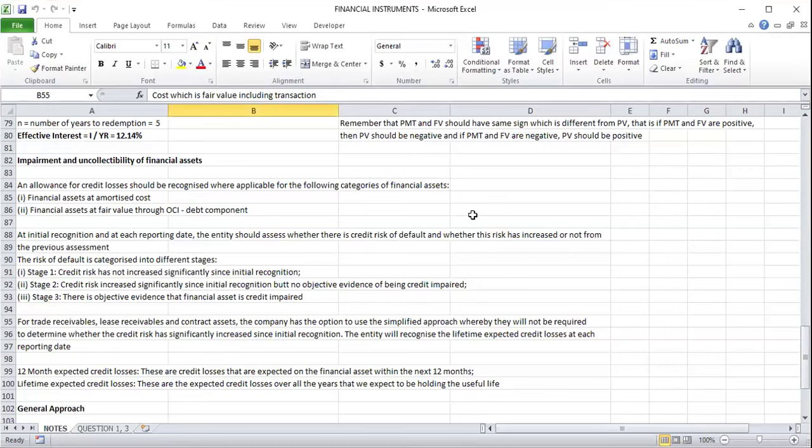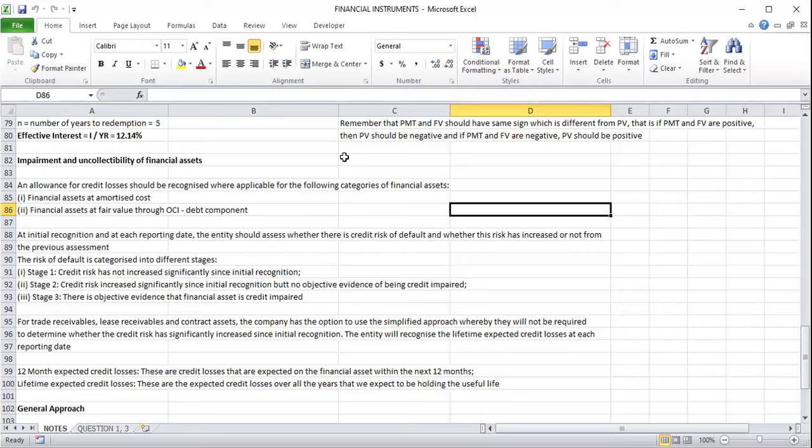Right, before I move on to financial liabilities, I would like to talk about uncollectability and impairment of financial assets. Sometimes it happens that there is a possibility that financial assets can be impaired. If you have an asset, economic conditions can go bad to an extent that you might not be able to receive money from the financial instruments.